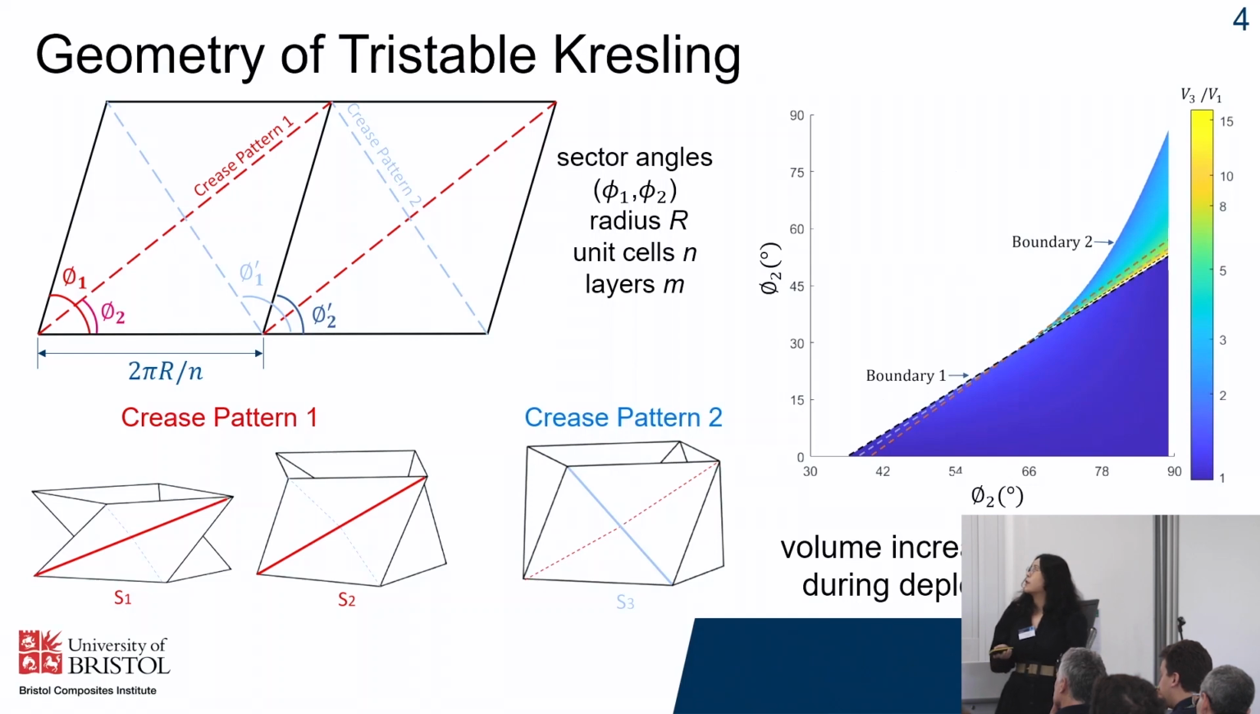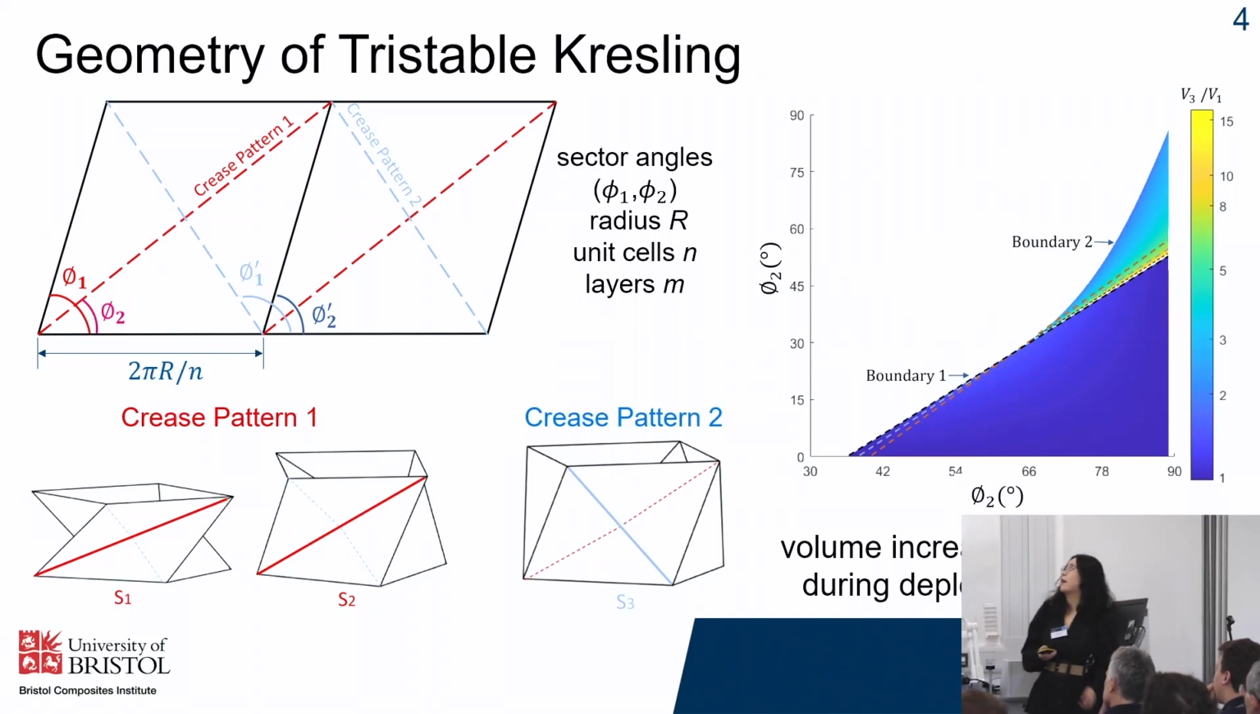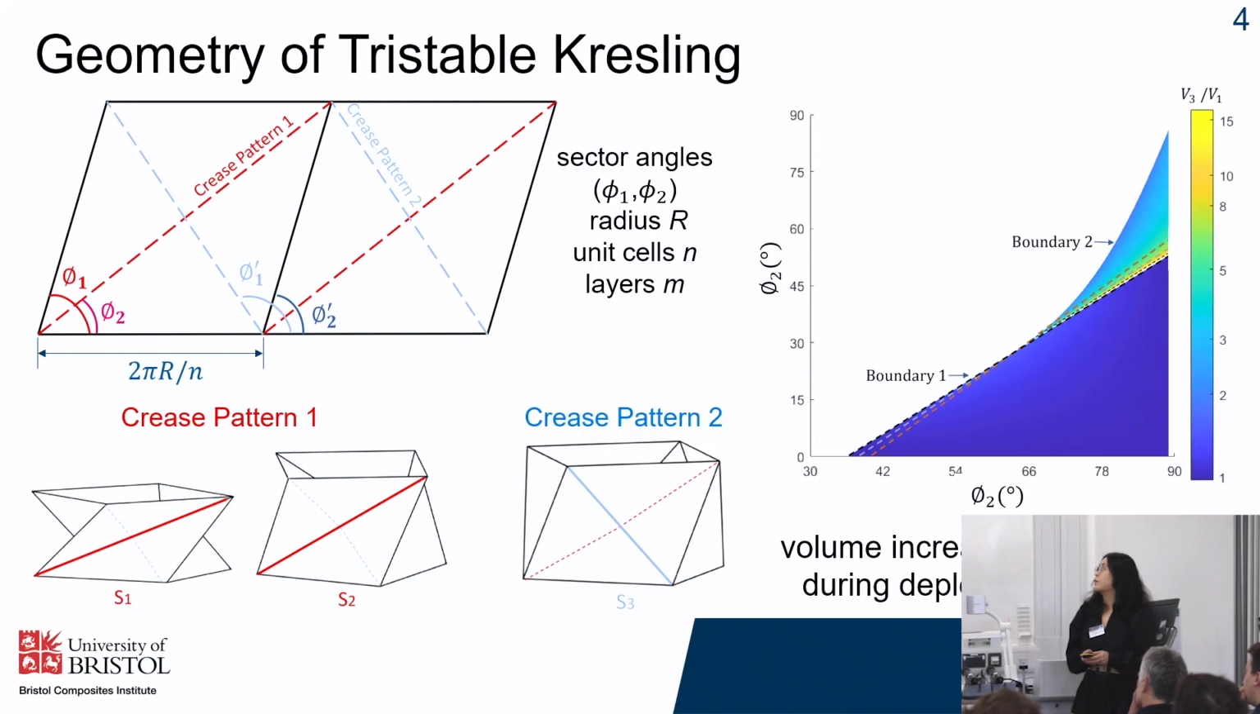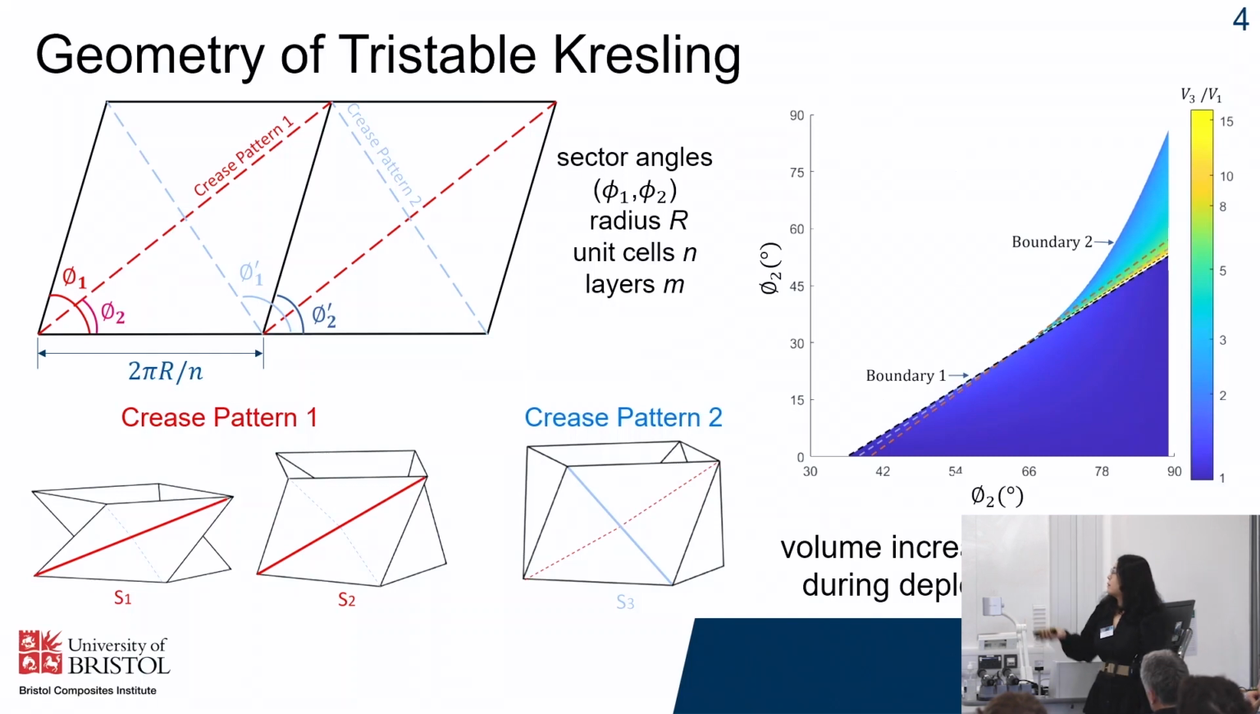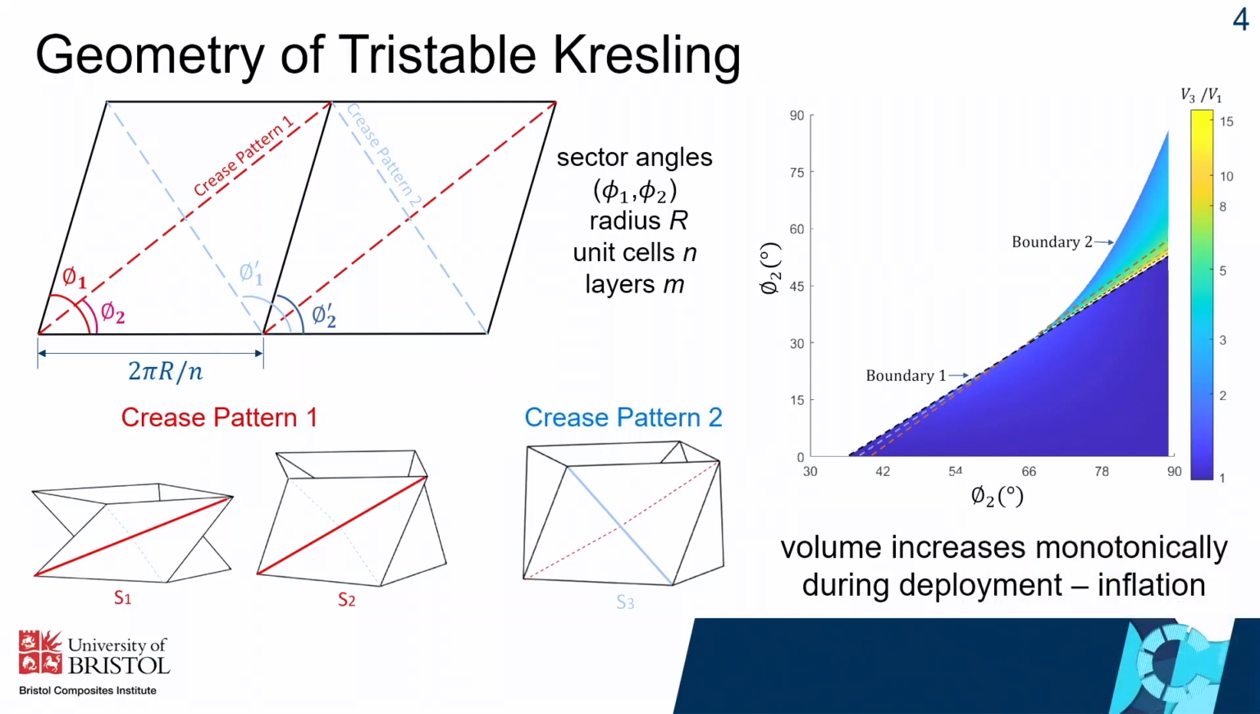And the structure can be described by sector angles phi1, phi2, the radius r, the number of unit cells of each layer n, and the number of layers m. And the right figure is the volume change during the deployment from S1 state to S3 state for the whole design space of phi1 and phi2. And all the colored areas are the feasible design space.